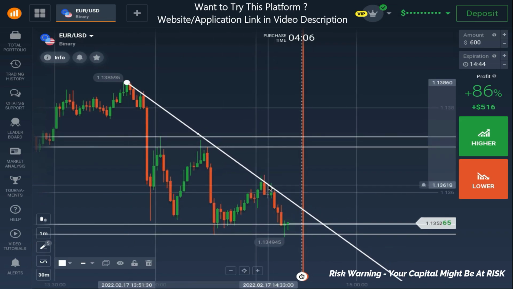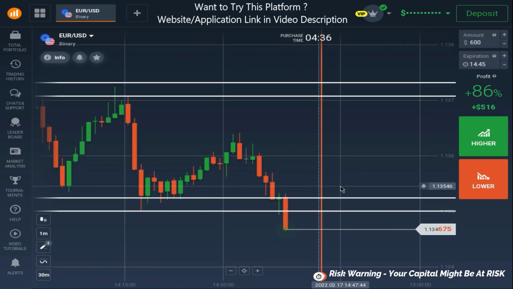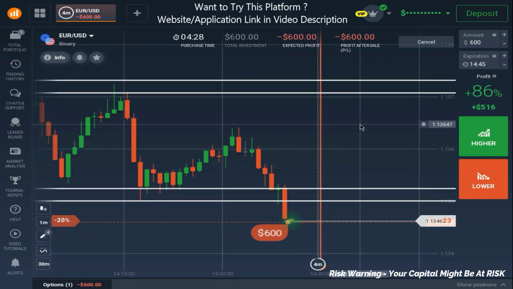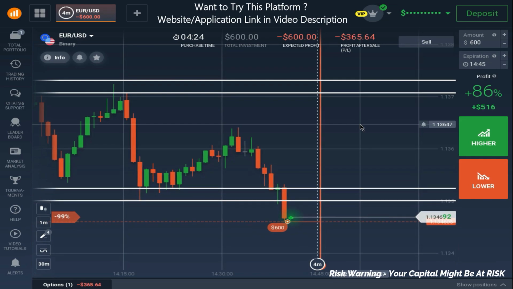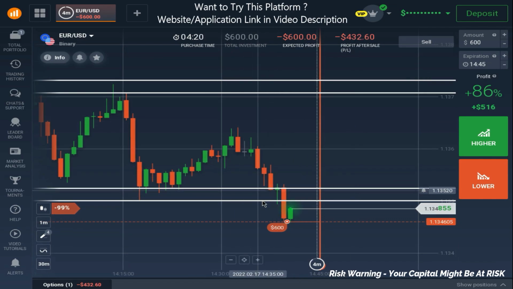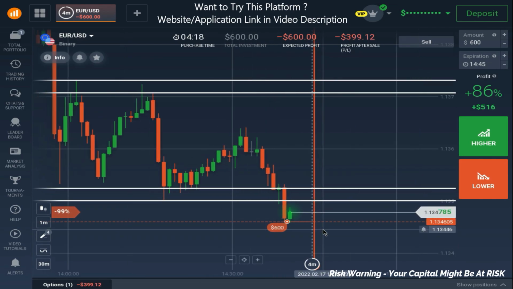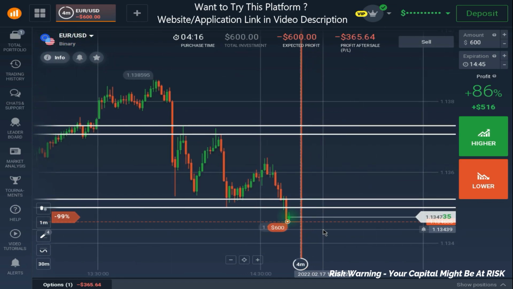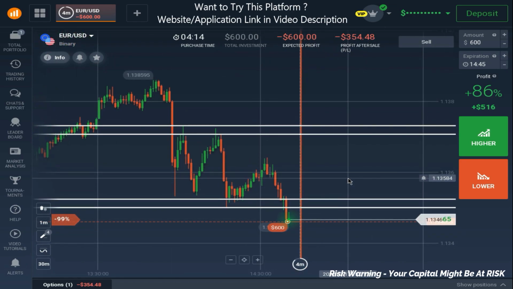So we have placed our trade after the breakout. It was a clear breakout, and as you can see, the range is being broken completely. So I placed my trade. Now let's wait for the result, and after the result I'm going to explain you why I took this trade. So let's wait.